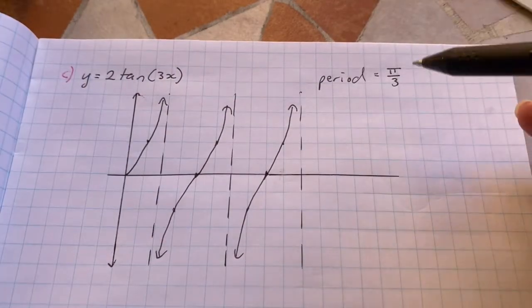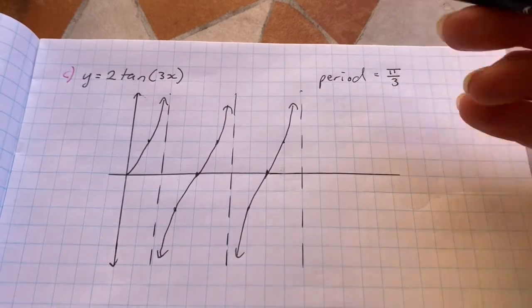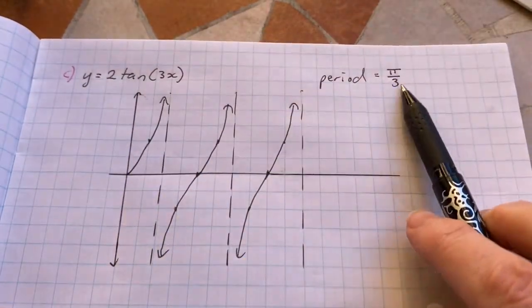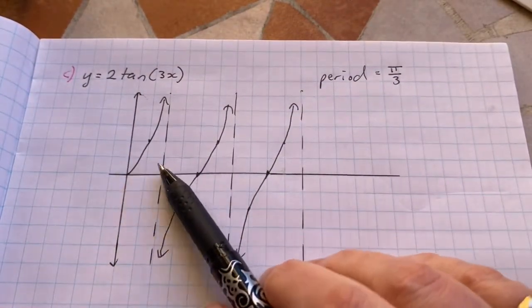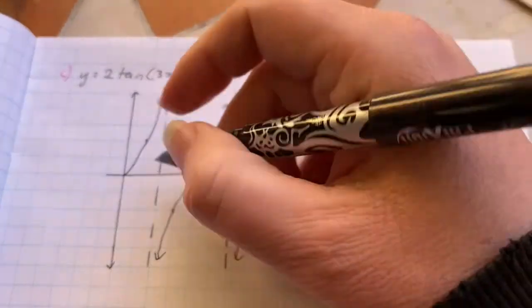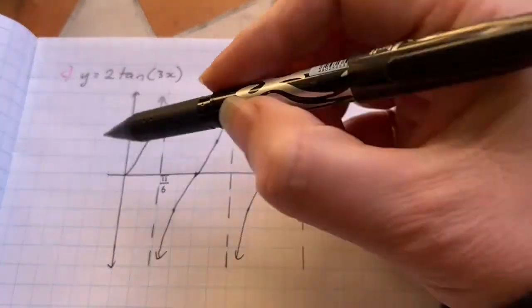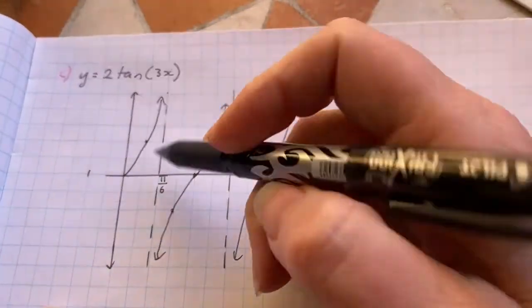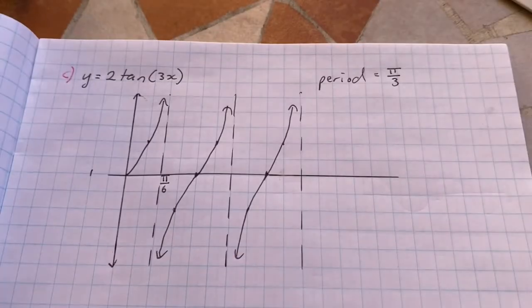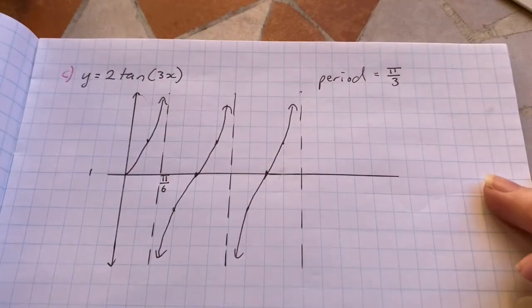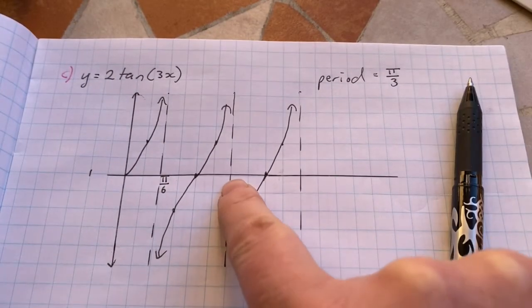So because it's pi on 3 for one period, this distance from here to here will actually be half of that, because it's half on this side and half on the other side. So this number here is going to be pi on 6. So over there would be negative pi on 6. It's a pi on 3 distance. Now, so the next one will be pi on 3 away.